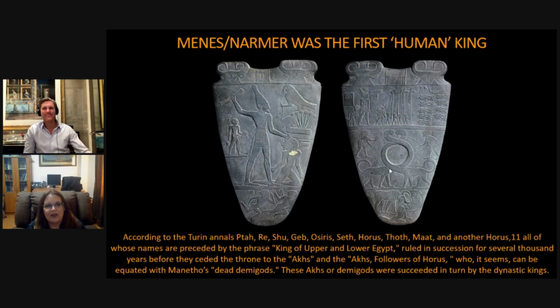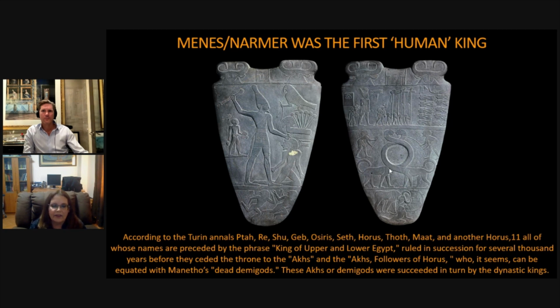Back to ancient Egypt and our series today. Narmer was considered the first human king. Now think about that. According to the Turin annals, Ptah, Ra, Shu, Geb, Osiris, Set, Horus, Thoth, Ma'at, and another Horus, 11 of them, all of whose names are preceded by the phrase kings of Upper and Lower Egypt, again, the uniters of the two hemispheres of earth, the two hemispheres of the brain, and the two lands, right? Ruled in succession for several thousand years before they ceded the throne to the Akhu.